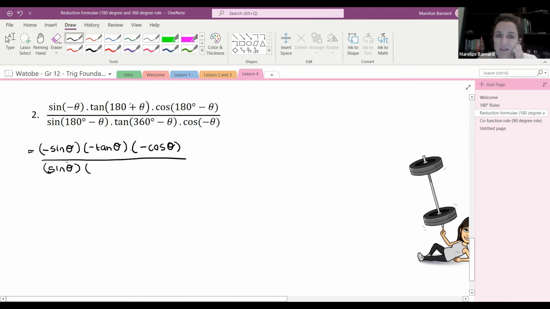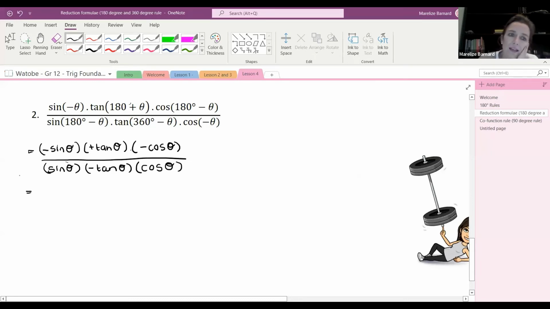And then tan of 360 minus theta. Tan is negative in the fourth quadrant. Sorry, yes, tan is positive. You guys are quite right. Yes, tan is positive in the third quadrant. And then cos of negative theta is in the fourth quadrant. Cos is positive in the fourth quadrant. It was just a little mistake. Tan in the third quadrant is positive, so it's positive tan theta. I've corrected it over here.